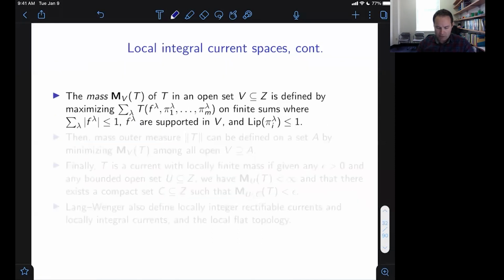One of the properties that I do want to mention is the mass of a current. These eventually lead up to the definition of locally finite mass. You can talk about the mass of one of these currents by trying to maximize it with the natural constraints. If you have an open set, you look at functions f that you can plug in, finite sums of them that add up pointwise to at most 1, and you use your pi_i's that you plug in to have Lipschitz constant at most 1. You look at functions that are supported in your open set, and you try to maximize that quantity.